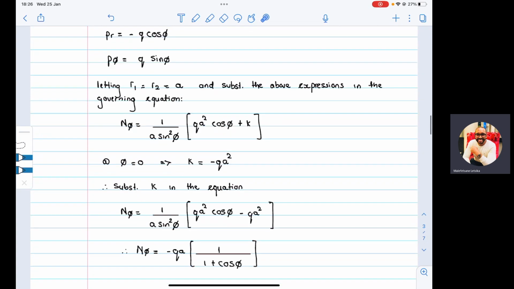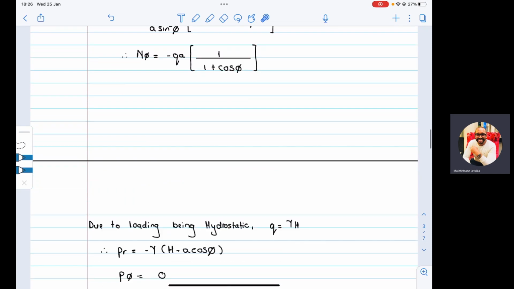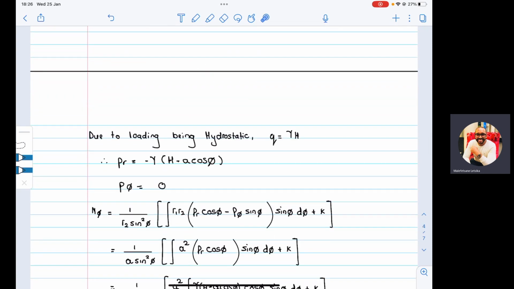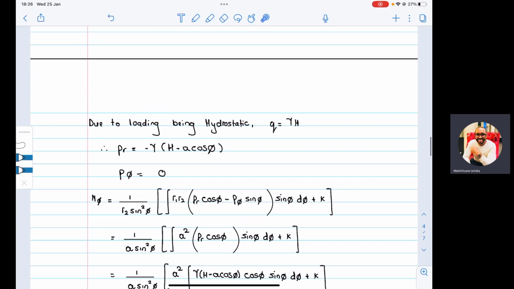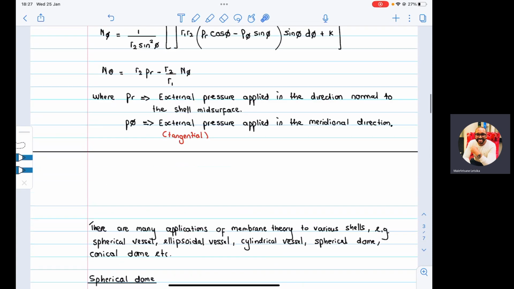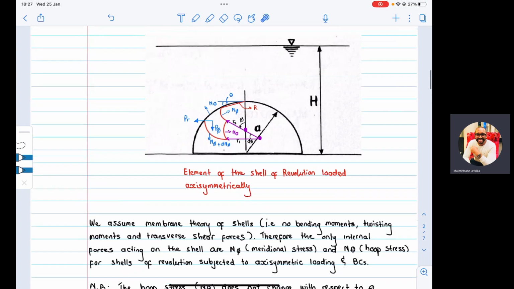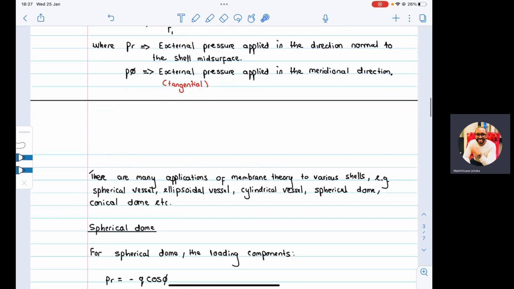Of course, this is for a spherical dome generally. Okay. But now, due to the fact that our loading is hydrostatic, as I said, it's water, Q, I did say Q, is your load per unit area. So Q basically here is going to be your gamma, which is your unit weight, multiplied by the height h. If you remember how we deal with hydrostatic pressure, it does increase with height. And of course, it's going to be the unit weight of water multiplied by h.